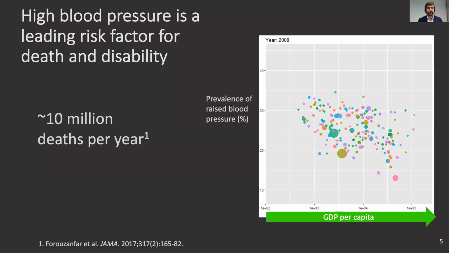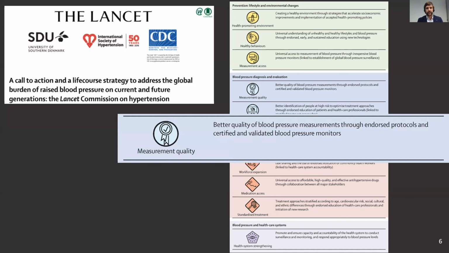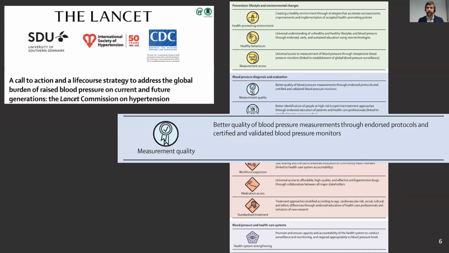Next slide, please. And so in 2016, the Lancet Commission on Hypertension was brought together, and they published this document. The aim of this was to identify key actions that could improve the global situation related to blood pressure, to improve control of hypertension around the world. And so they came up with 10 key actions. And if you click next, please. The one that I'm going to be focusing on today is measurement quality, and in particular, validated blood pressure monitors.